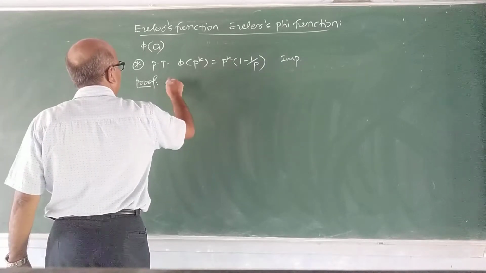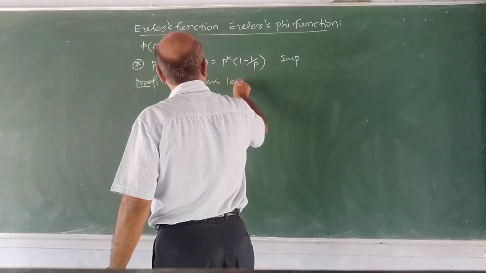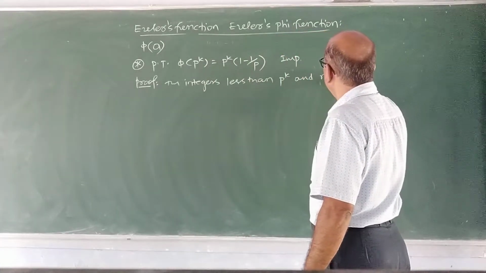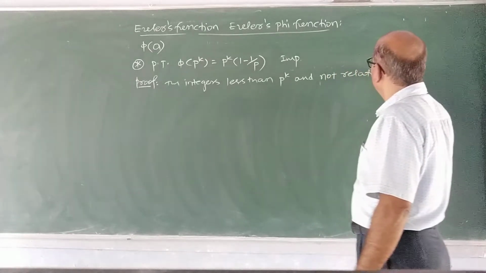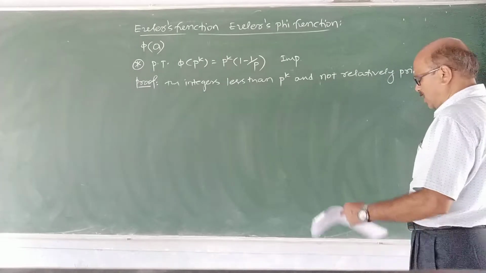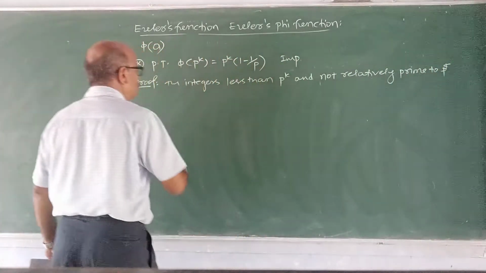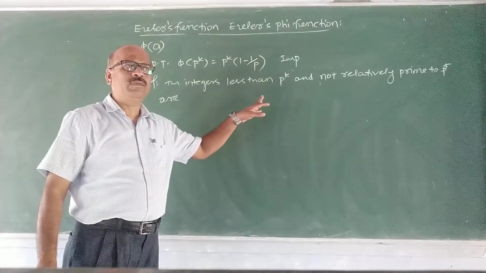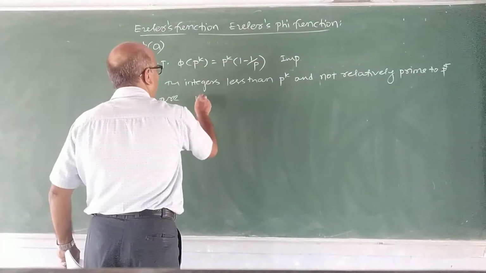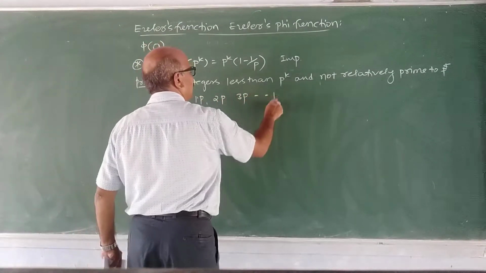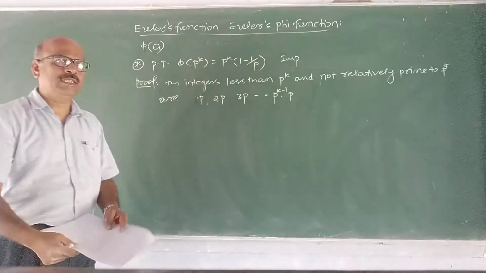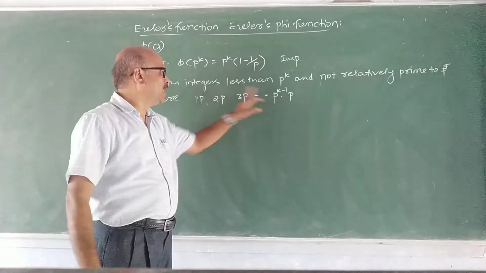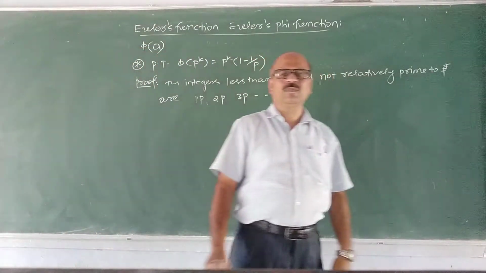Now the integers less than P raised to K and not relatively prime to P raised to K are the multiples of P. They are 1P, 2P, 3P, and so on, up to P raised to K minus 1 times P. They are less than P raised to K and not relatively prime to P raised to K, because multiples of P are not relatively prime to P raised to K.